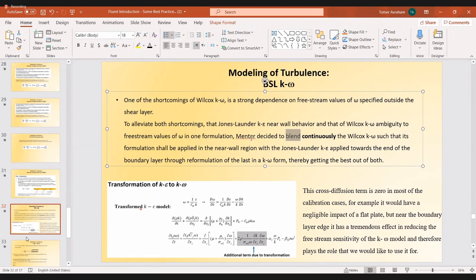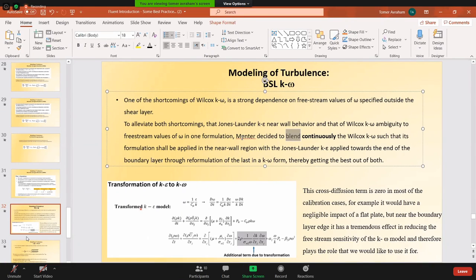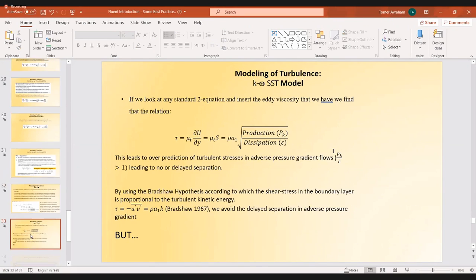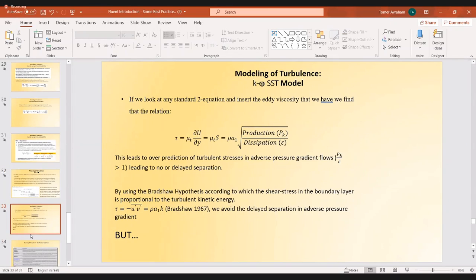But the other problem that the K epsilon has is that it was found to delay separation. I mean, separation was found delayed whenever you use the K epsilon model, and this remained here. There is no difference. So for that, in the same year, it's actually the same publication when he derived the BSL model, he also derived the shear stress model.